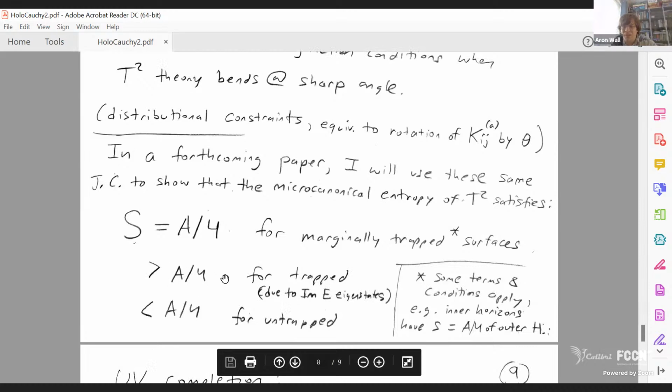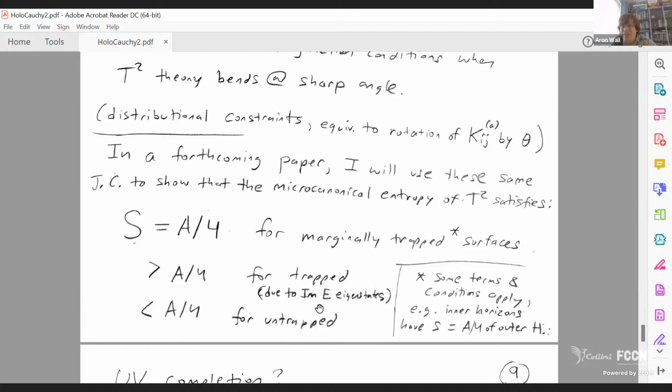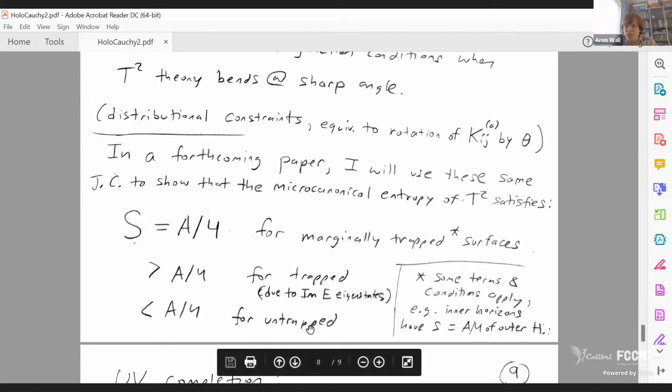And this is associated with the fact that this is a non-unitary theory that has imaginary energy eigenstates. So it's actually needed for consistency to include these imaginary energy eigenstates to go into Lorentzian signature. And this is why, if I have an Einstein-Rosen bridge and a Cauchy slice that goes very close to the singularity with very small area, I still have enough states to map me between the left or the right CFTs. On the other hand, for an untrapped surface, where the extrinsic curvature is space-like instead of time-like, I get the opposite. I get less than A over 4 allowed states.